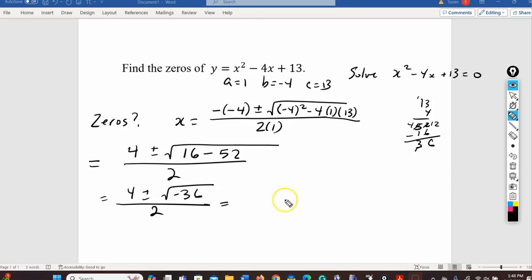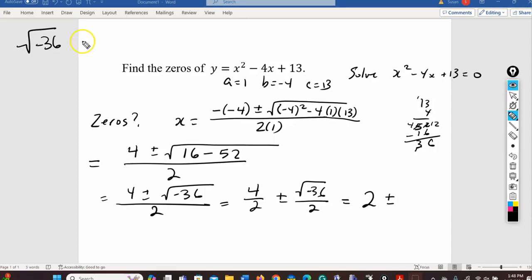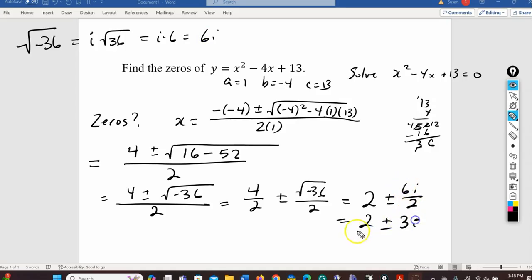Now I can split this up into two fractions. Now 4 over 2 is 2. I still have the plus or minus. The square root of negative 36 is going to be, well, let's get the negative sign out. So it's an i. And the square root of 36 simplifies to 6. And so that's going to be 6i. And 6 divided by 2 is 3. So I have two answers.